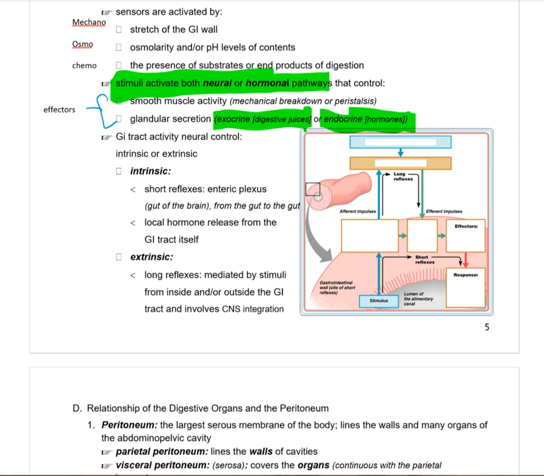But let's look at this whole GI tract control neurally first. Okay, so we're going to look at neural control first. There are two types, intrinsic and extrinsic. Intrinsic literally means inside the GI tract, where extrinsic means we're going to send messages out of the GI tract and up to the brain or spinal cord.